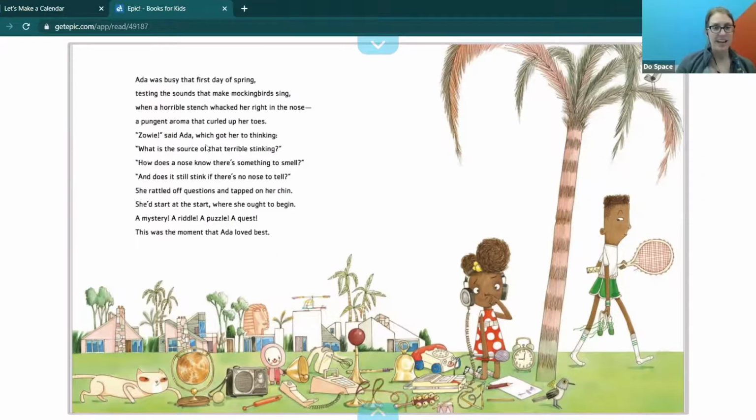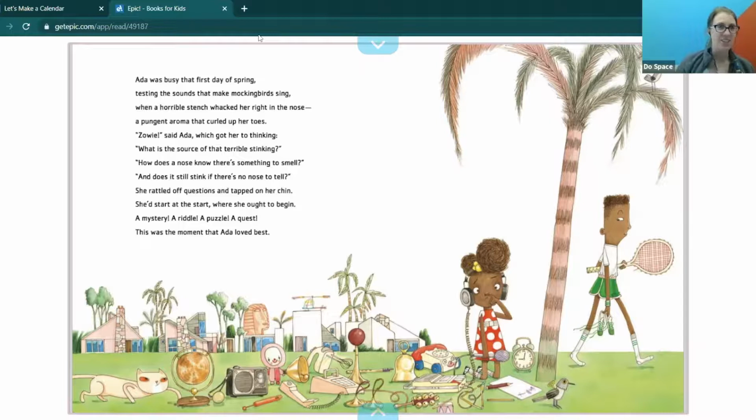And zowie, said Ada, which got her to thinking. What is the source of that terrible stinking? How does a nose know there's something to smell? And does it still stink if there's no nose to tell? She rattled off questions and tapped on her chin. She'd start at the start where she ought to begin. A mystery, a riddle, a puzzle, a quest. That was the moment that Ada loved best.